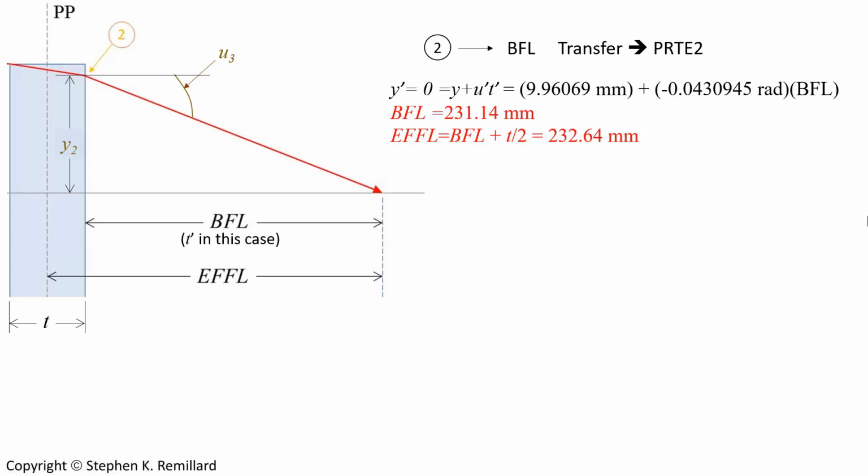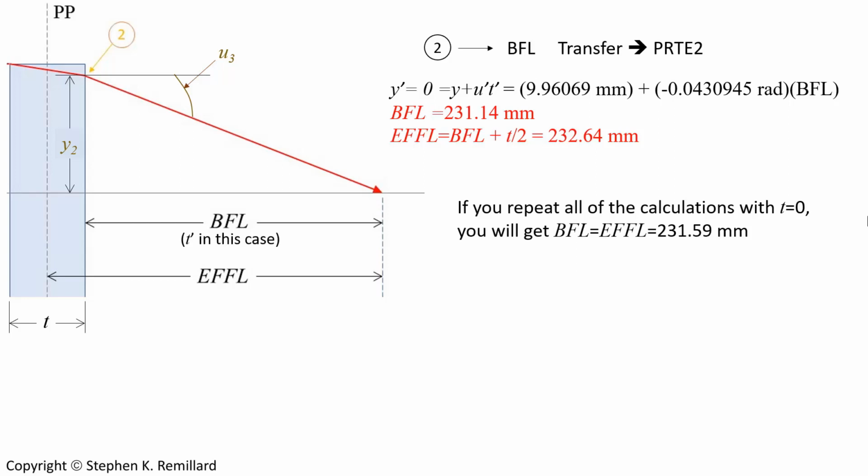And by the way, the effective focal length, which is measured relative to the principal plane, in this case is the back focal length plus half the thickness of the lens. That is not always the case. That's only the case when the two surfaces of the lens have equal curvature. Otherwise, the principal plane is not down the center. Go back and do all these calculations again, but with t equal to 0. I'll let you do that, but when you do, you won't get 232.64, you'll get 231.59.